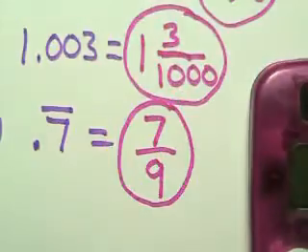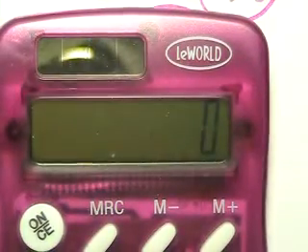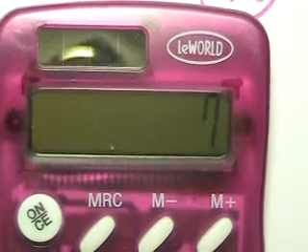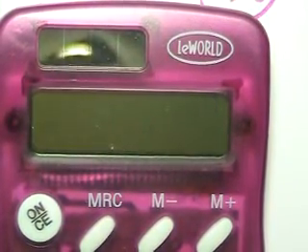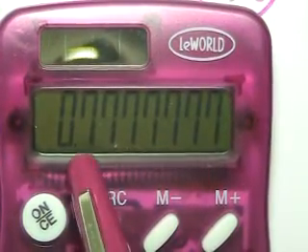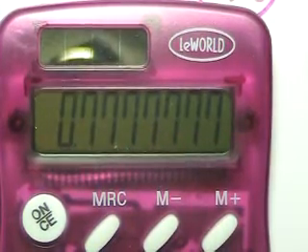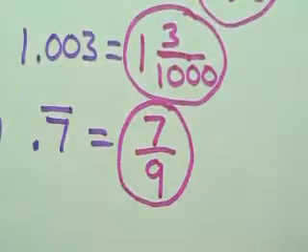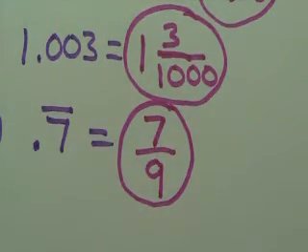But watch how I do this. If I take 7 divided by 9, I'll say equals, and look at that answer. It's hard to see, but that's a decimal point there. 0.7777, it's just 7 repeating. So 0.7 repeating is the same thing as 7/9.